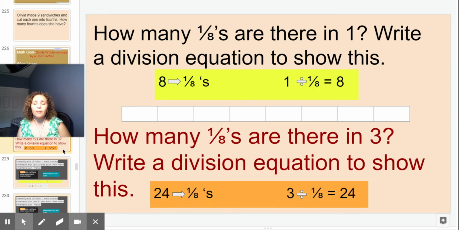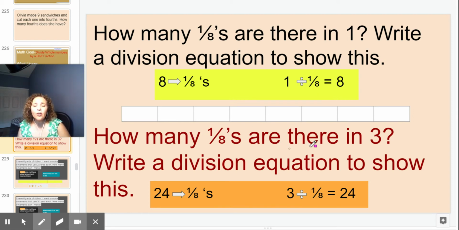If you think about it, you have one whole. This is my one whole. Think of it as a piece of candy or something. And I'm going to divide it up into 8 equal pieces. So how many do I have? 1, 2, 3, 4, 5, 6, 7, 8. It takes 8 1/8s to give me one whole. So my division equation is 1 divided by 1/8 is going to give me 8 pieces. Notice my number is getting bigger because I'm dividing it up. I'm splitting it up. I'm cutting it up.